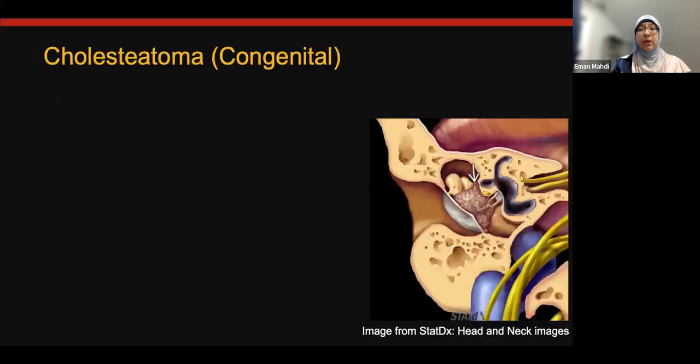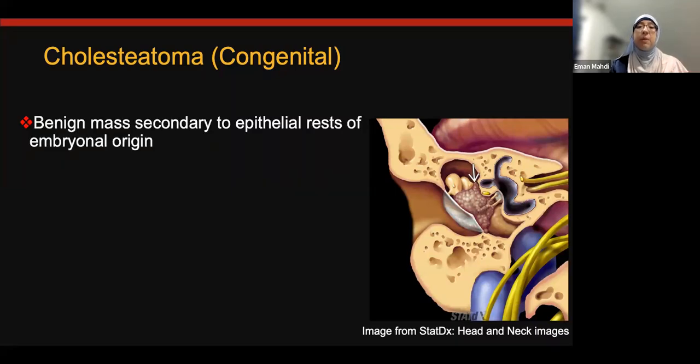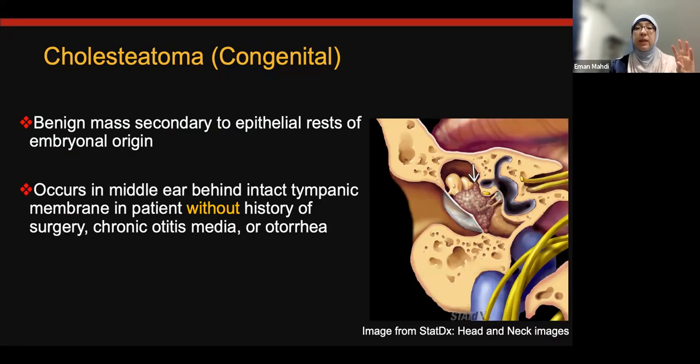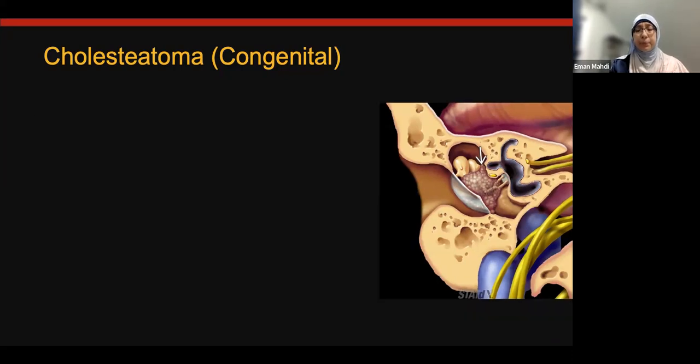Okay, middle ear pathologies, starting with the cholesteatoma. We have two types, either congenital or acquired cholesteatoma. Congenital cholesteatoma is a benign mass related to epithelial cells from the embryological origin. These epithelial cells can rest within the middle ear cavity behind the tympanic membrane in a patient who doesn't have any prior history of surgery, otitis media or otorrhea. So there's nothing happening within the tympanic membrane.